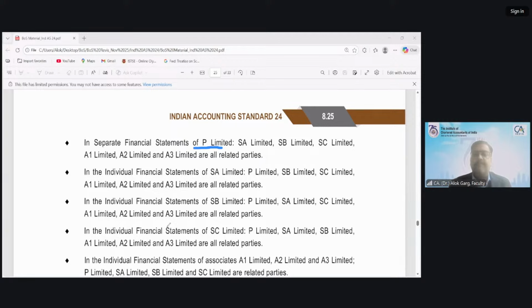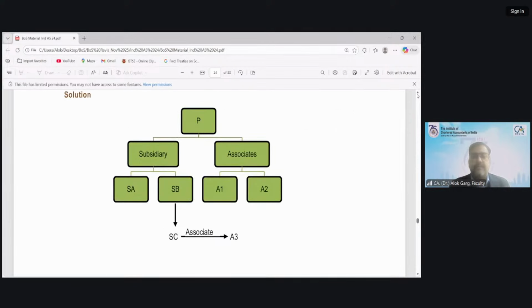In the individual financial statements of SA Limited. What is SA Limited? SA Limited was a subsidiary of P Limited, right? So who will be the related parties for SA? Again, for SA, this P is a related party. This fellow subsidiary is a related party. These fellow associates are related parties.